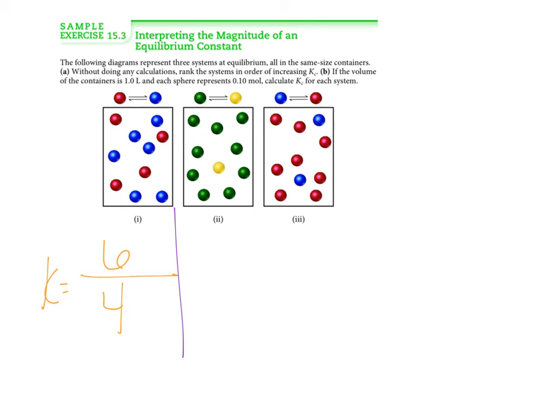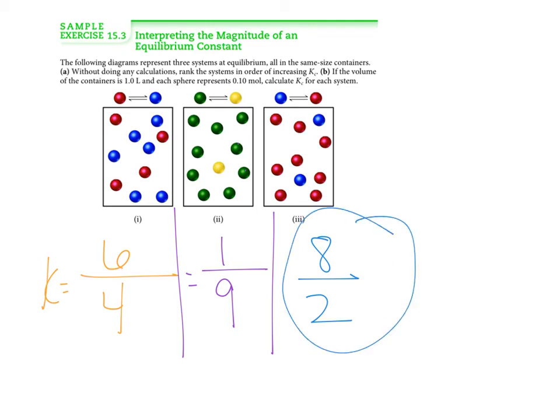For this one, our products are yellow, so we have 1 over 1, 2, 3, 4, 5, 6, 7, 8, 9. And for this one, our products are red, 1, 2, 3, 4, 5, 6, 7, 8, so 8 over 2 reactants. So which fraction is larger? This one. So the equilibrium constant for letter 3 is the greatest.